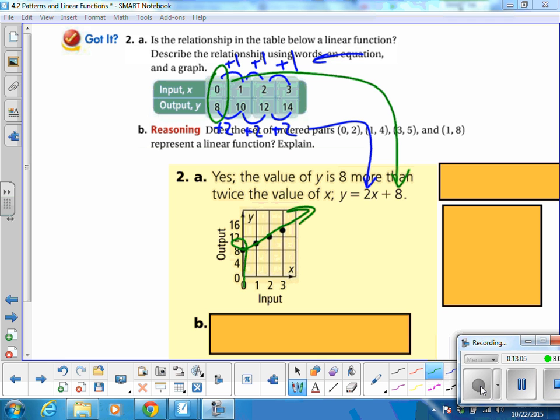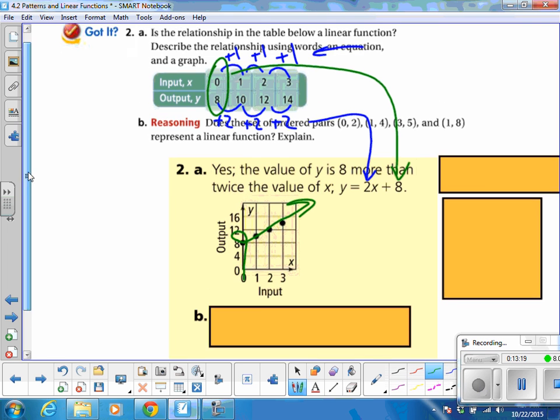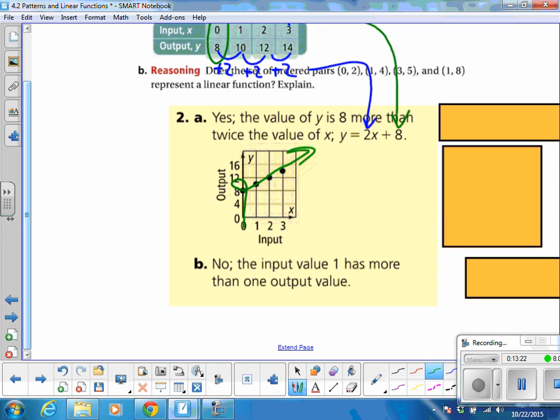I like the reasoning one. Do these ordered pairs here represent a linear function? Now, at first, one might say, yes, it does, but there's one interesting thing. Remember what I said was important a while ago? For each input, there has to be exactly one output. And in this case, you can say, no, it is not, because the input value of 1 actually has 2 outputs. Here's 1, and here's another one. And so if that happens, we could say that this is not a linear relationship.